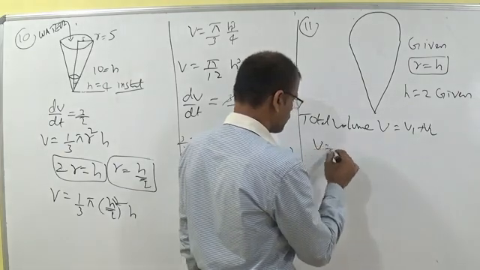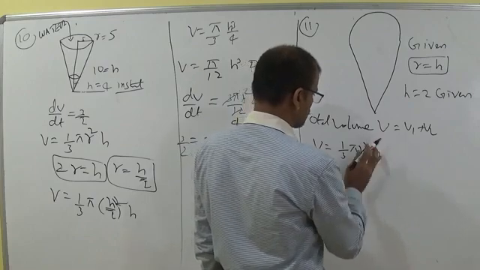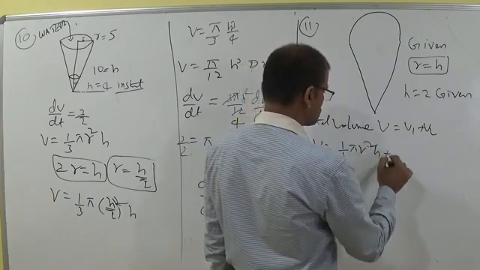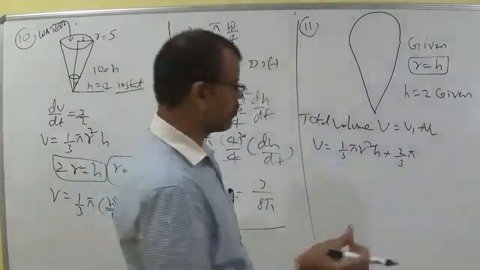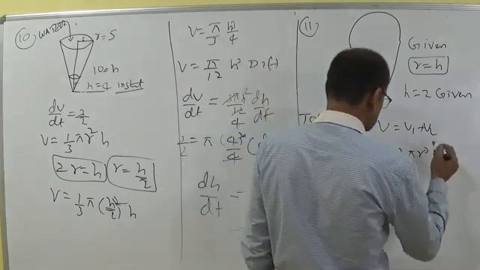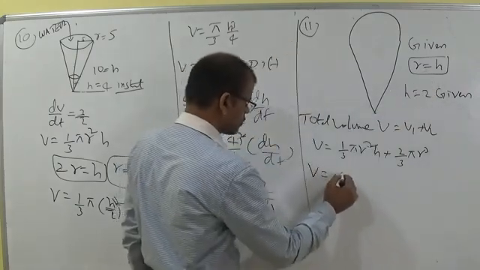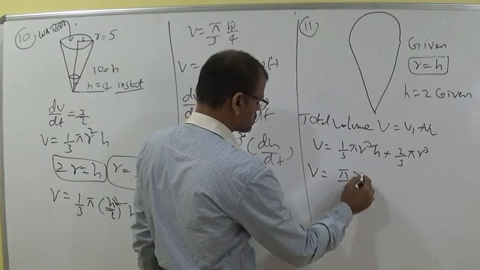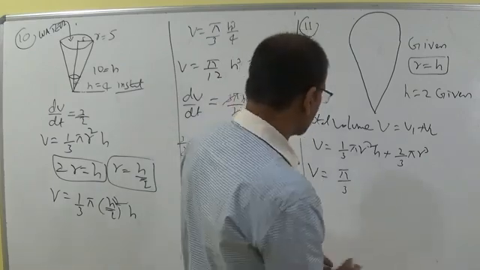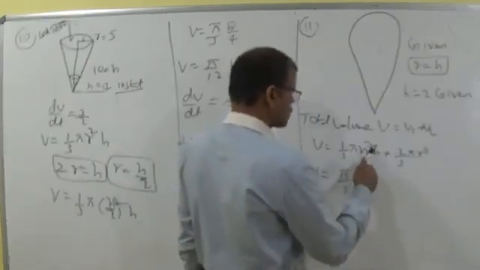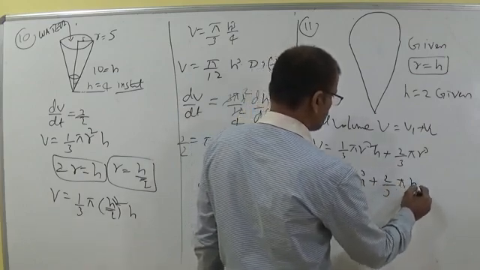What is the value of V1? Cone formula is 1/3 πr²h, plus V2 is hemisphere. Spherical volume is 4/3 πr³, and this is hemi, so half, 2/3 πr³. Given the data, r is equal to h. So we can write r and h as same. Substituting, it becomes h cube, because r square is h square, plus h. 2/3 into this one also, π h cube.